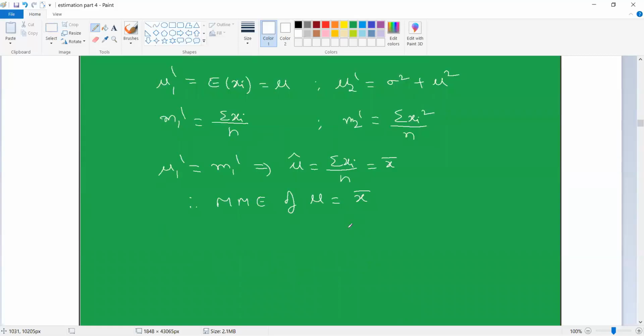Now, to calculate the MME of sigma square, equate mu2 dash equal to m2 dash. This implies sigma square plus mu square is equal to summation xi square by n. Sigma square is equal to summation xi square by n minus mu square.